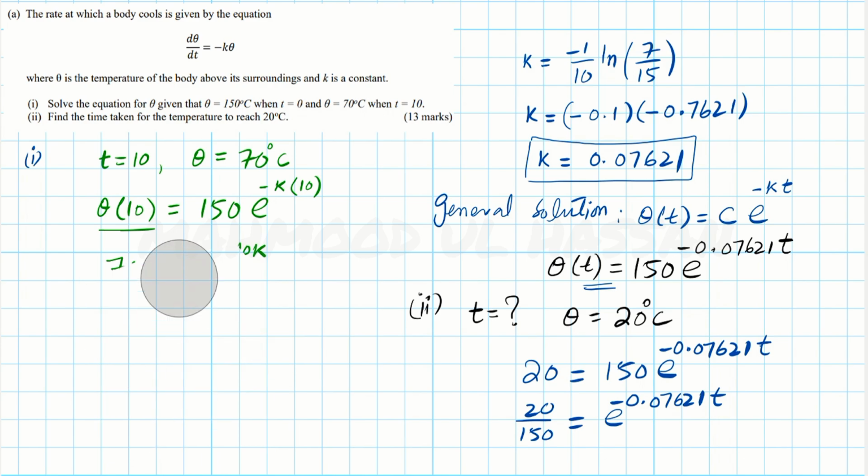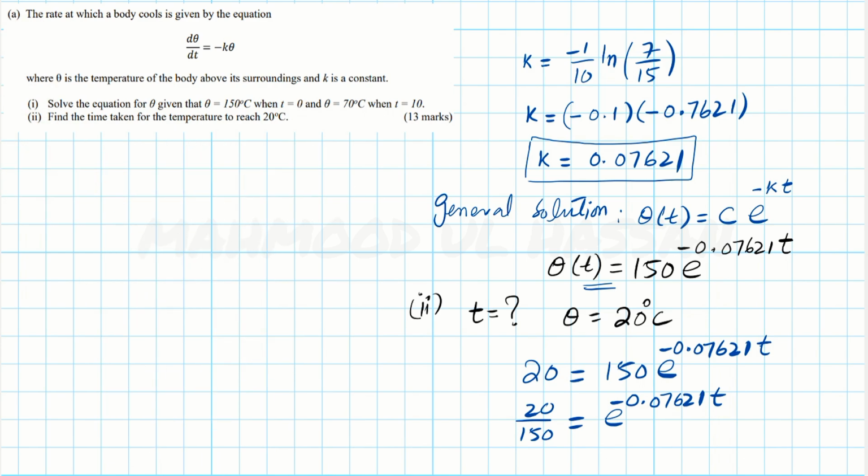Now simplify each side. On the left side it would become 2 divided by 15 is equal to e raised to the power minus 0.07621 t. Now again we are using the exponential to logarithmic form. So now it is an exponential form. In logarithmic form this can be written as minus 0.07621 t is equal to the natural log of 2 divided by 15.